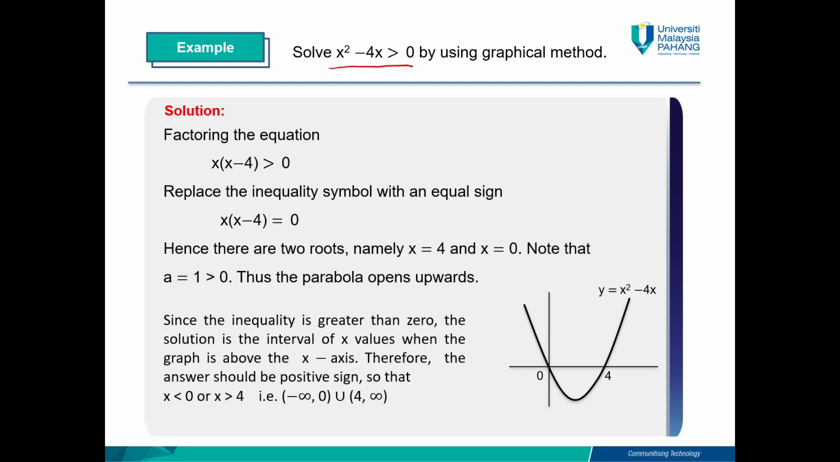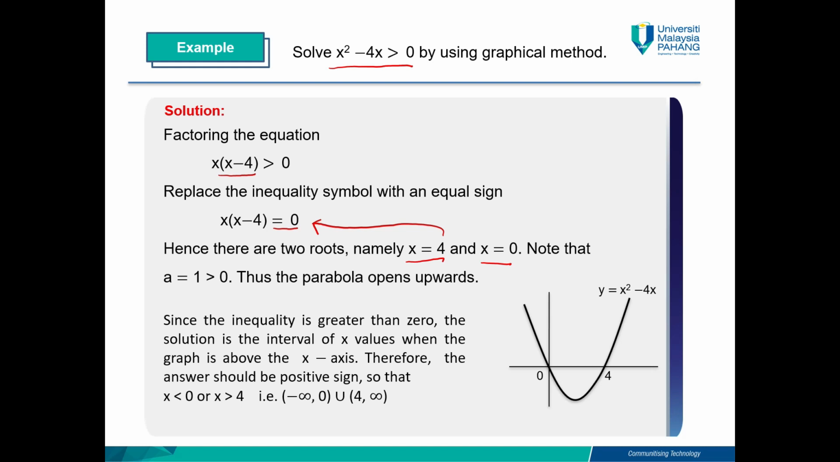So we're factoring the equation x times x minus 4 more than 0. And then we replace the inequality with an equal sign for a simpler representation. And we get x equal to 4, x equal to 0 as the solution of this equation. So x equal to 4 and x equal to 0 are the critical points.